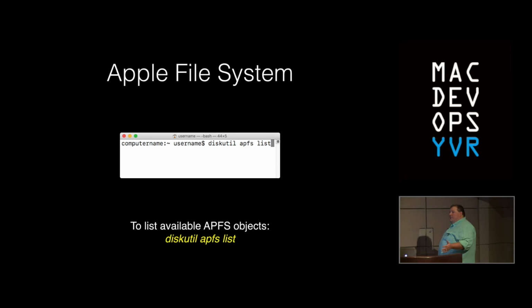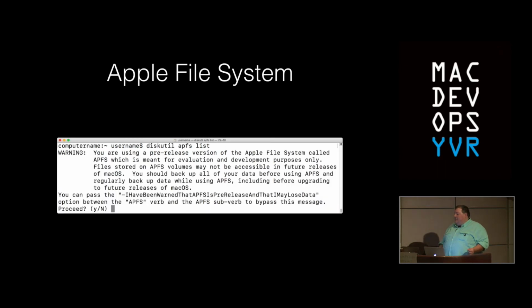Now to do further work with APFS volumes, you'll need to use diskutil's new APFS functions in Sierra and later. So to list available APFS objects, including containers and volumes, you would use diskutil apfs list. So Apple never wants you to forget in Sierra that APFS is still a work in progress. So anytime you run diskutil apfs commands, you will see this warning.